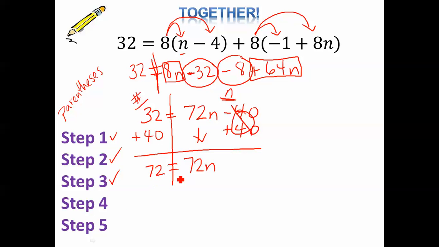Step 4 is divide by the number next to the variable. Here's our variable, here's our number. We're going to divide by 72. 72, these cancel, so we get n equals 72 divided by 72 is 1. Step 5 only pertains if our variable's squared. It's not, so we're done. That would be the end.